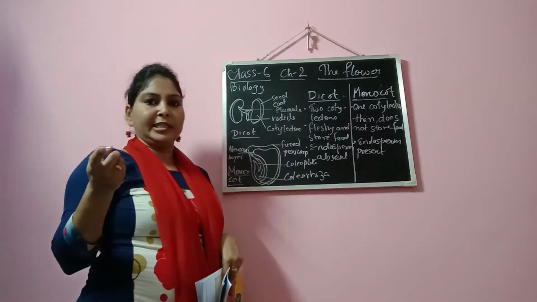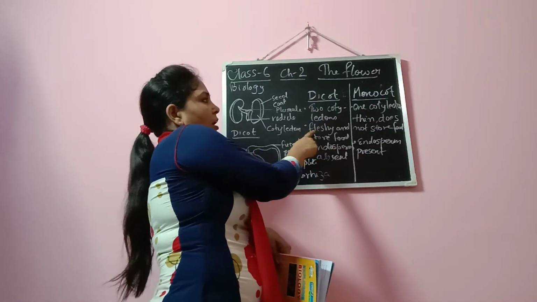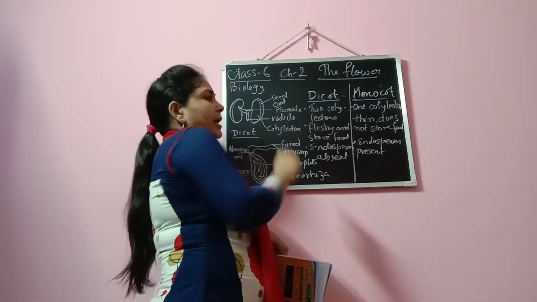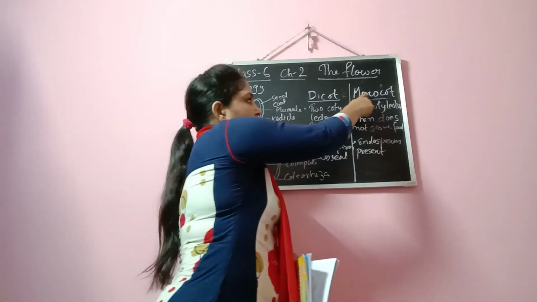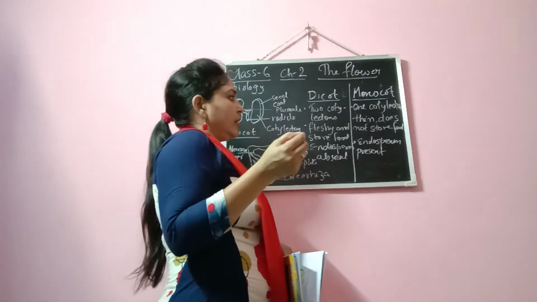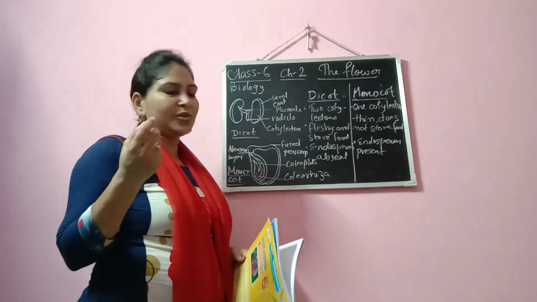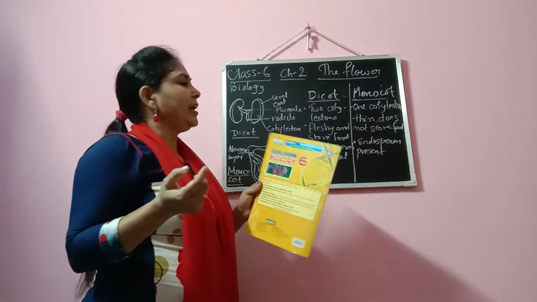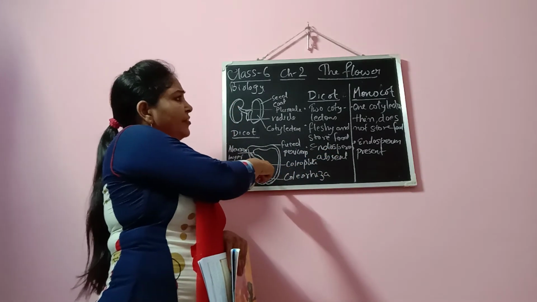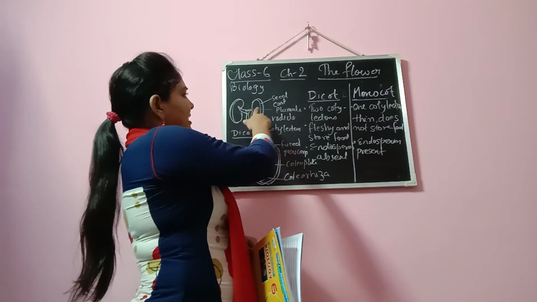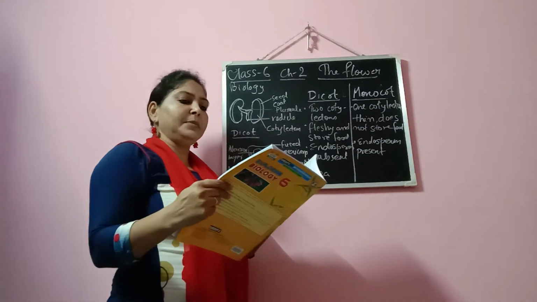Okay, cotyledon I explained to you, that is the fleshy part which stores the food. So the next point is in dicot the cotyledon is fleshy and it stores the food, whereas in case of monocot the cotyledon is very thin and it does not store the food. Now in case of dicot the endosperm is absent, whereas in case of monocot the endosperm is present.